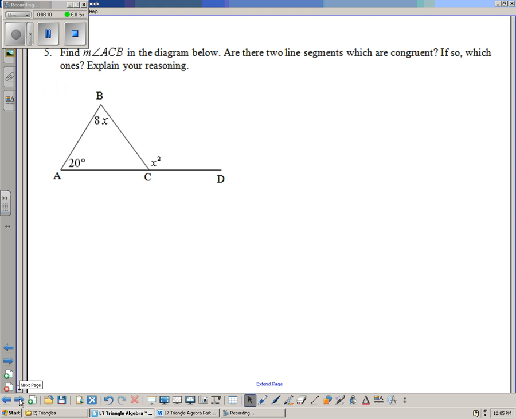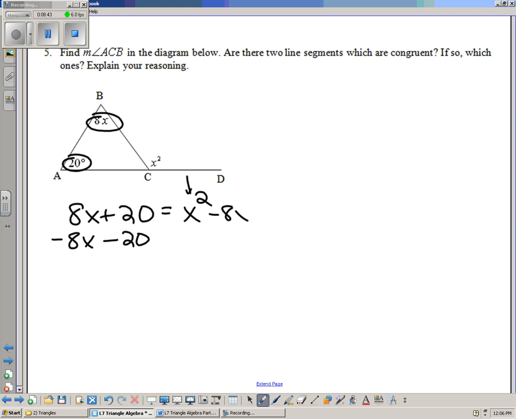Next question. It says to find the measure of angle ACB in the diagram below. We learned on Thursday in class that the 2 interior angles far away from the exterior actually end up adding up to the exterior. So we can take 8x plus 20 and add them, and that equals x squared. So now, as I explained in class, x squared is like a celebrity, and everyone needs to be moved over to his side in an equation like this. So we subtract the 8x and subtract 20. We get 0 equals x squared minus 8x minus 20.